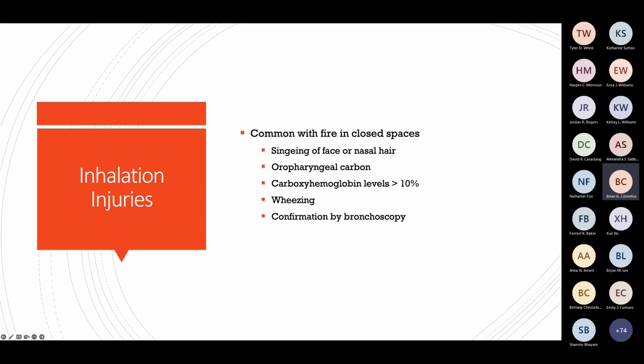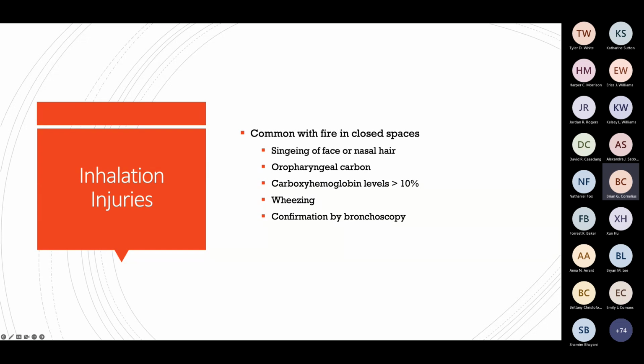So from that, we're going to move into inhalation injuries. We talked about them being pretty common with fires in closed spaces. So like I mentioned, in houses, in cars, that sort of thing. Kind of symptoms we looked for: singeing of the face or nasal hair. So if you look and they've got kind of black soot around their nose, you open their mouth and you look in and their tongue is burned. You may see soot actually in their mouth.